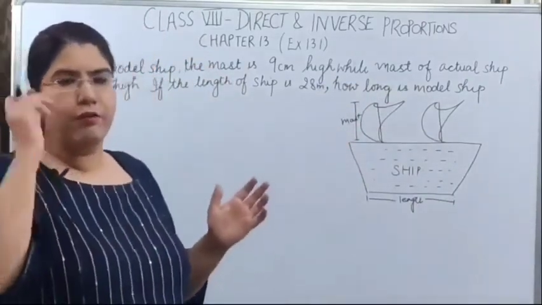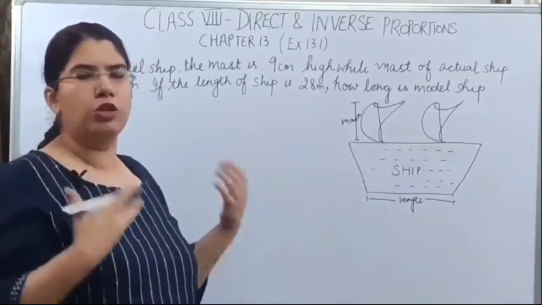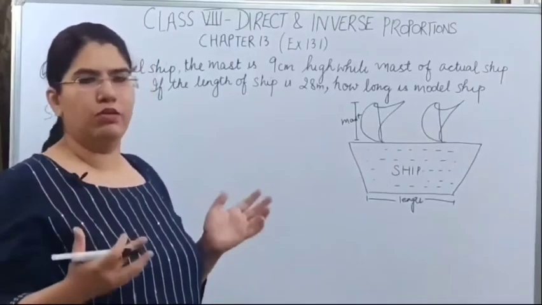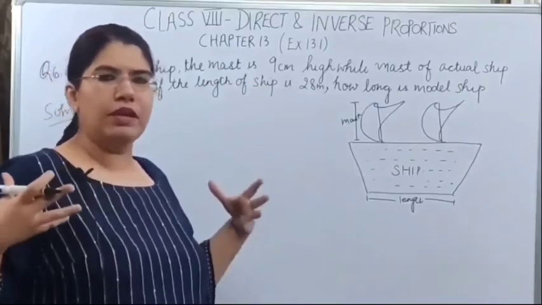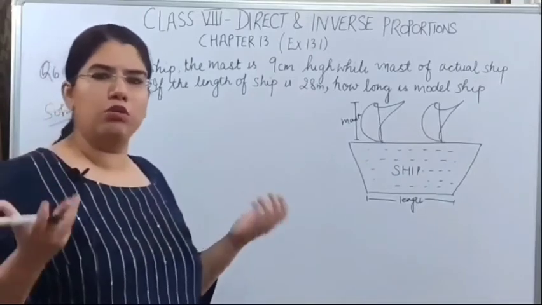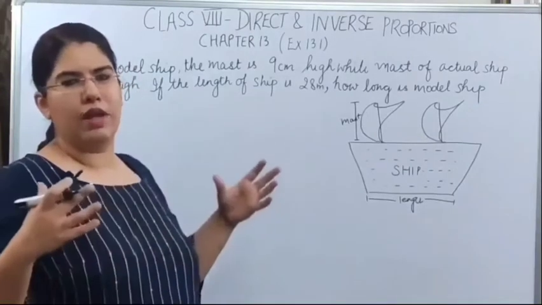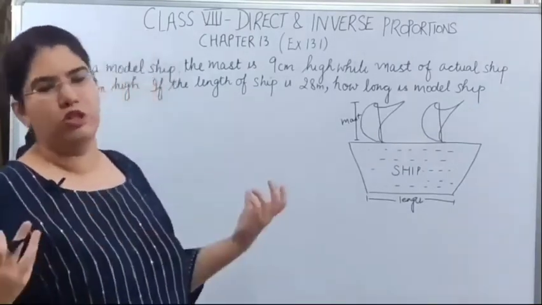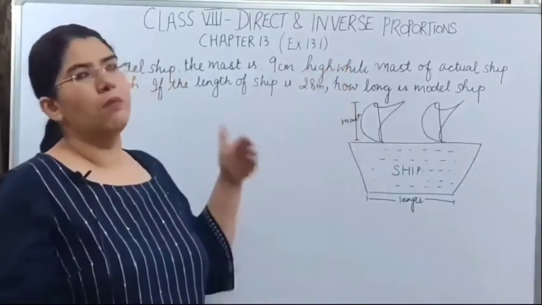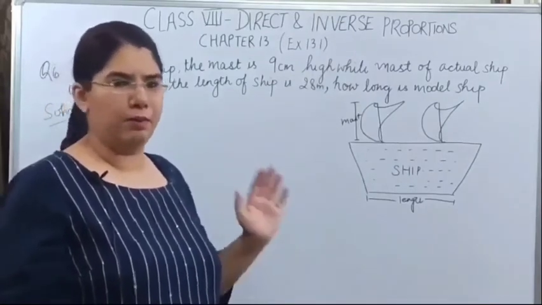Now if you have to create a model of the actual ship, the model is also based on the dimensions of the actual ship, yes or no? As the dimensions increase in the actual ship, in the model ship they will also increase. As the length of the ship increases, in the model ship also it will increase. As the length of the mast increases in the actual ship, in the model ship also it will increase. So we can say that it is a case of direct proportion.